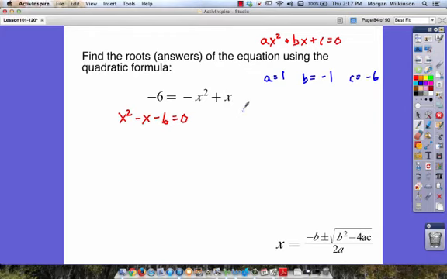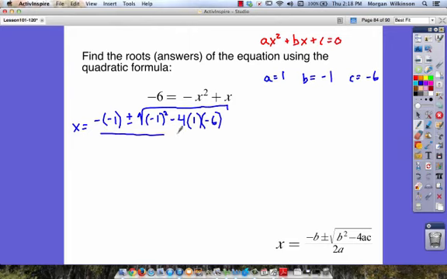Now let's solve. So we've got our quadratic formula. We'll erase this part in red so that we've got plenty of room to work, and we'll go ahead and solve. So x equals negative our b value, which is negative 1, plus or minus the square root of b squared, which is negative 1 squared, minus 4 times our a value of 1 times our c value of negative 6. This is all over 2 times a. So 2 times our a value, a is 1, so 2 times 1.